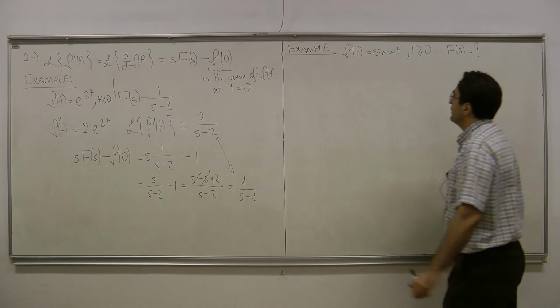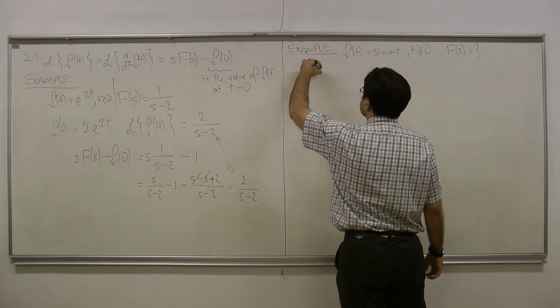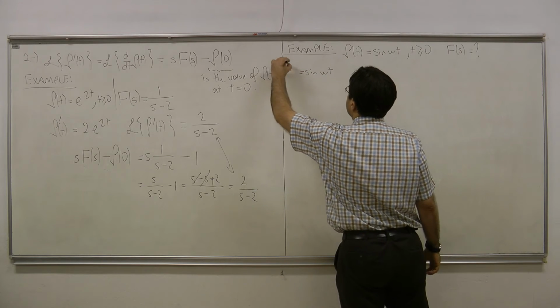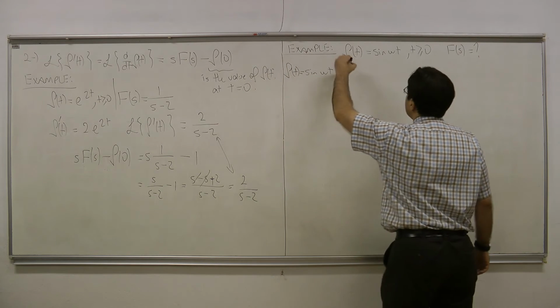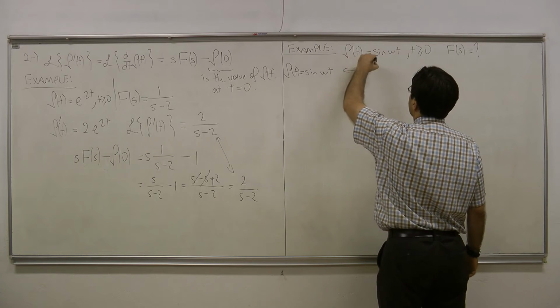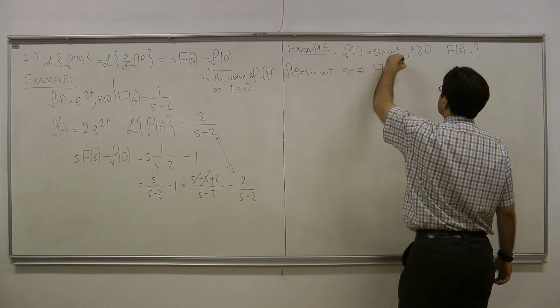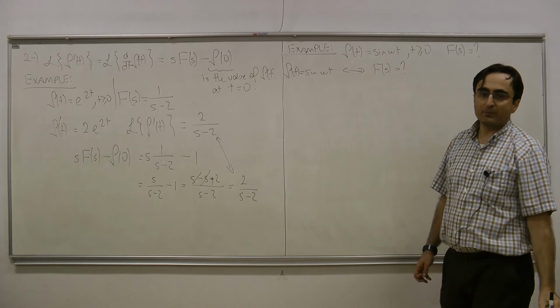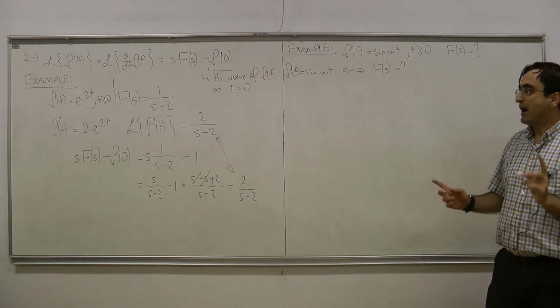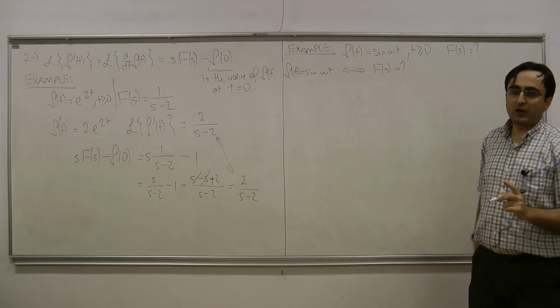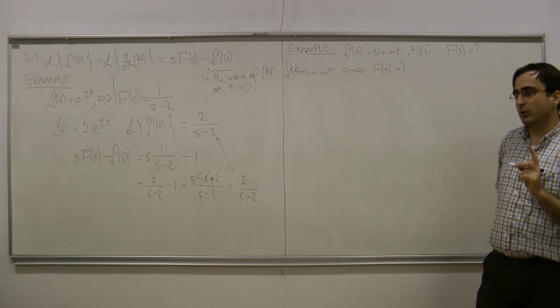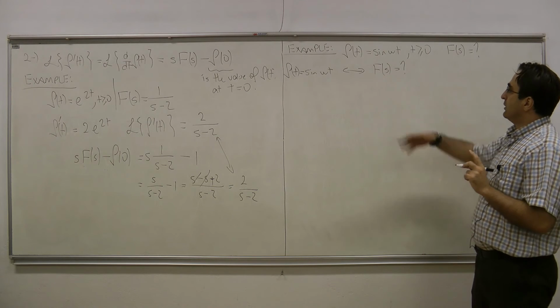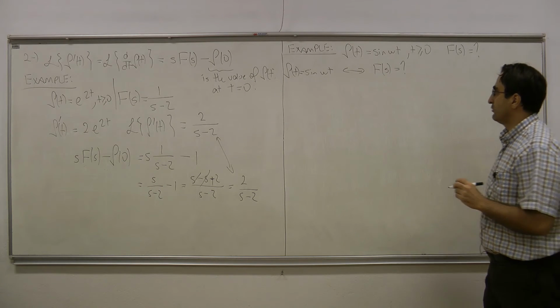Okay? So I know that sine omega t, this is f of t, has the Laplace transformation F of s. Currently, I don't know what capital F of s is. That is my aim here. I need to calculate capital F of s, and I don't know it. So that is why I'm making this derivation.